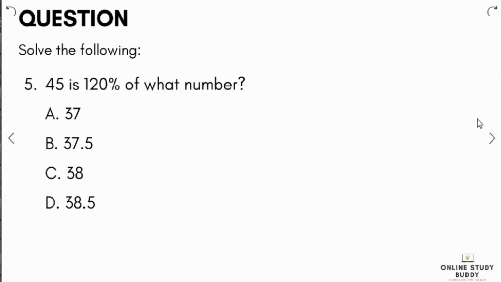So, for our next problem, we have 45 is 120% of what number? So, ang rate natin sa problem nito is 120%. And to express this in decimal form, we will move 2 decimal places to the left. So, it is equal to 1.2. Yung 45 naman, siya yung ating percentage. So, to solve for the base, let's divide 45 divided by 1.2.